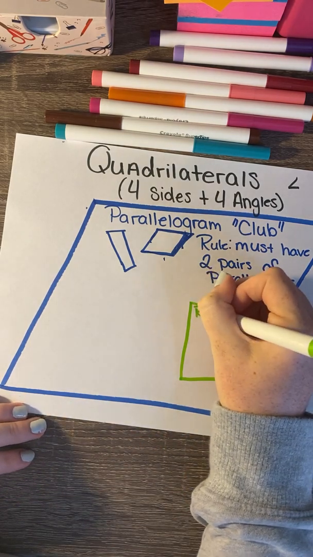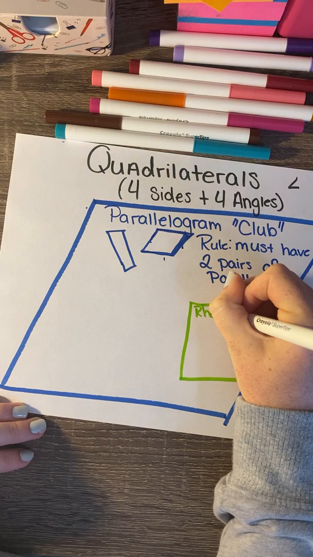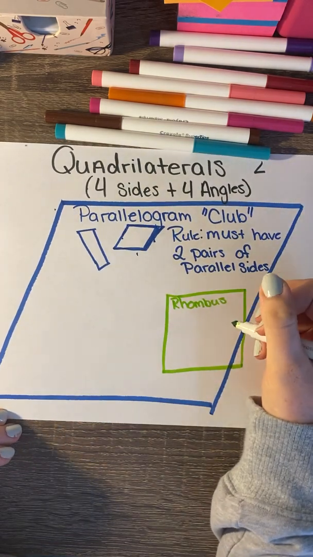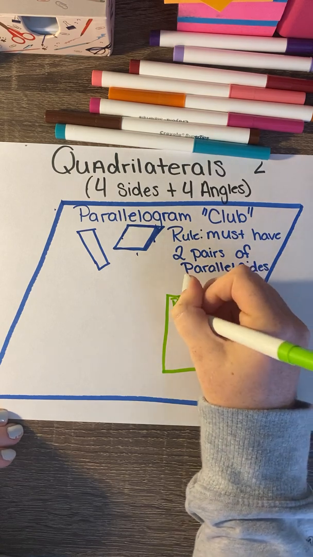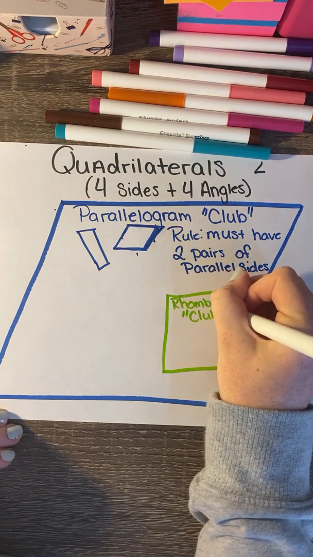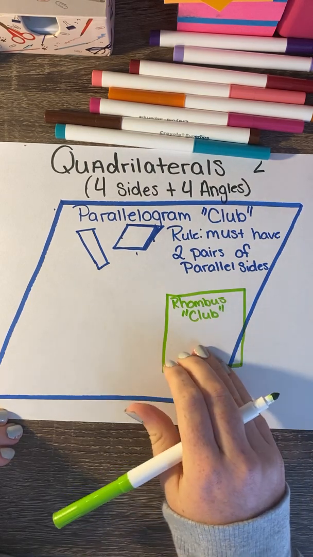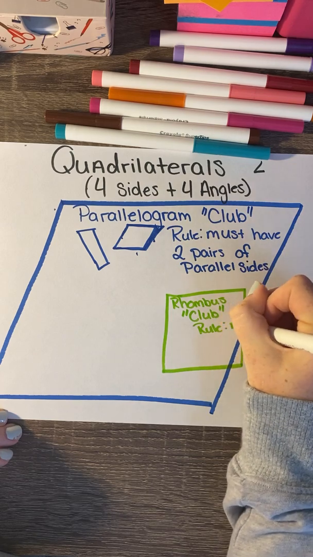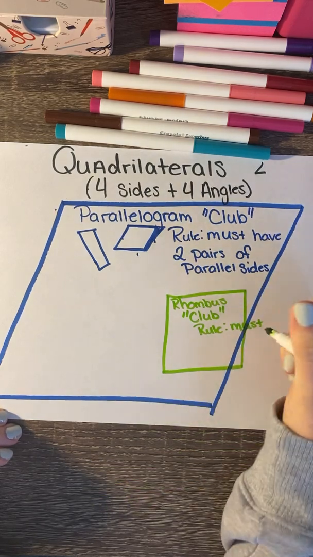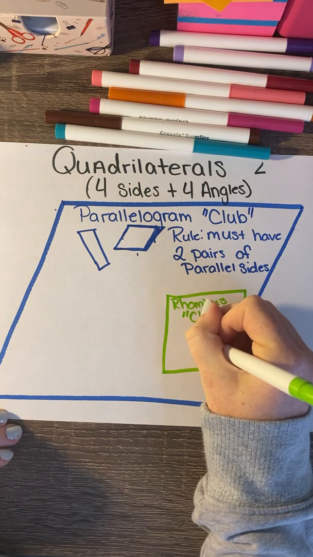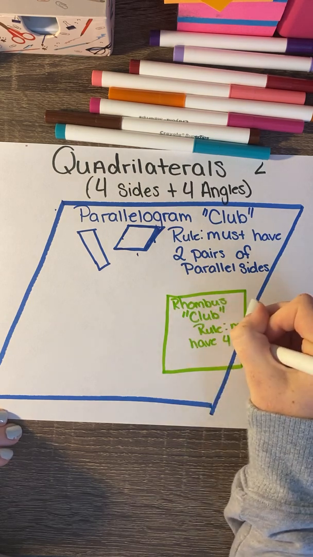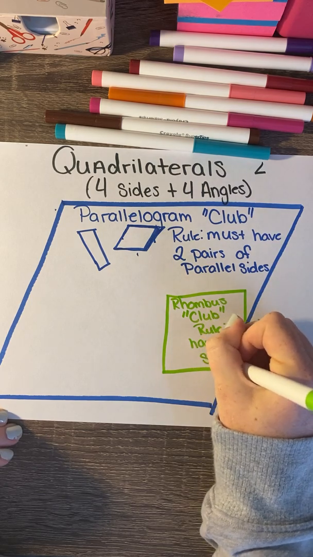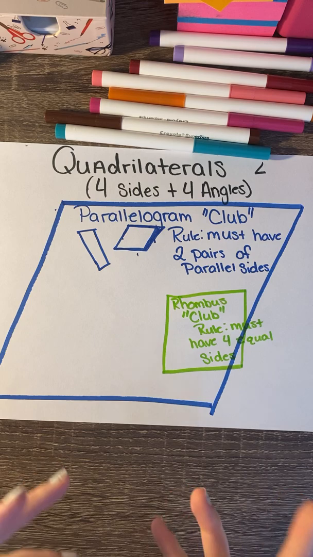So inside, you're going to write rhombus club. Guys, your shapes can be bigger than mine. That's totally fine. Just do as big as you can to fit the page and to fit in your notes. So rhombus club. The one rule that you have to have is it must have 4 equal sides. So all 4 sides are equal.